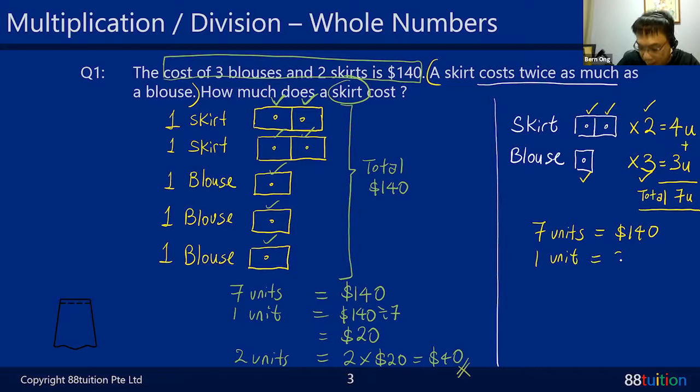All right. So down here, you save time in terms of what? Not drawing all the blouses, all the skirts. You just consolidate them together, right? The times 2 or times 3. I think that's faster. And down here is still 2 units, and the answer is 20 times 2. The answer is still $40. Can you see or not?